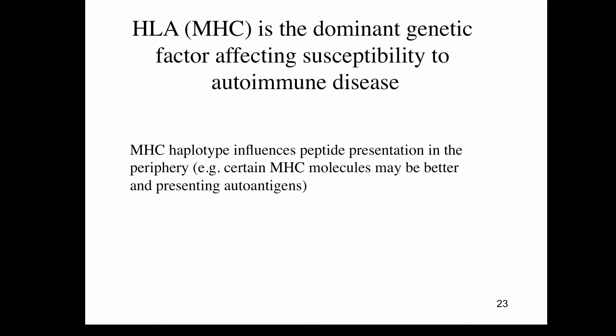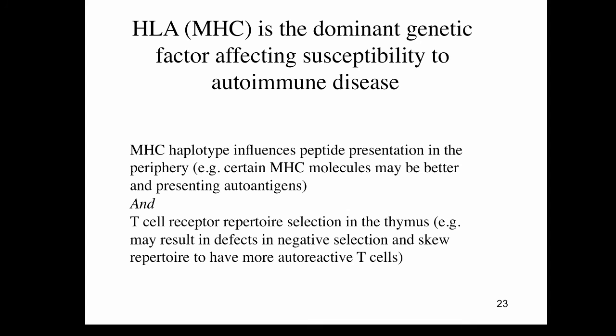One is because of reasons that we've discussed previously, that the MHC haplotype or genes influence peptide presentation in the periphery, meaning that certain MHC molecules may be better at presenting certain autoantigens. The other reason that MHC molecules may predispose to the development of autoimmune disease is because of events that occur during T cell development in the thymus that we haven't discussed in this series of lectures.